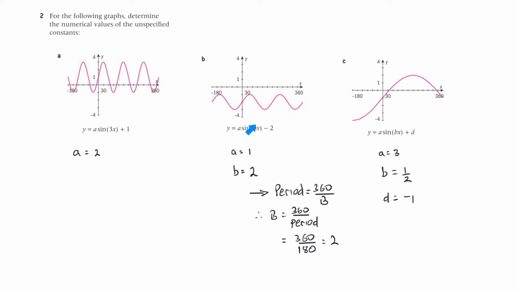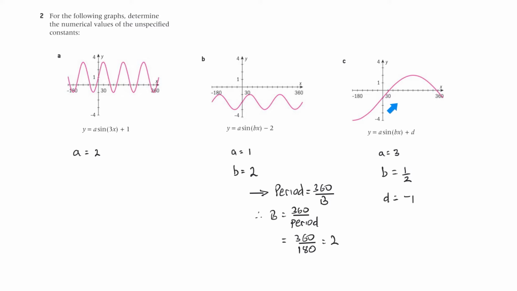Okay, because that's a 2, the period has been changed to a half of the original period. And C, A is 3. Okay, the midpoint there looks like it's around here. Now that would be minus 1, so we've got D is minus 1. Now if D is minus 1, the high point is 2, so that means A, the amplitude must be 3 up above minus 1, so that would make it 2, and 3 below, that's minus 4.